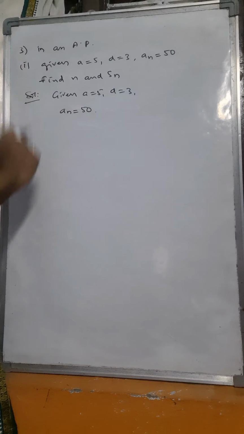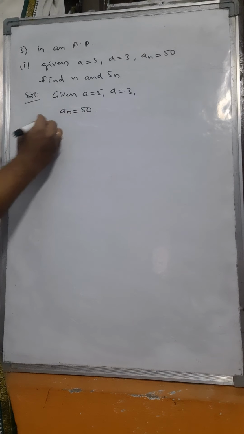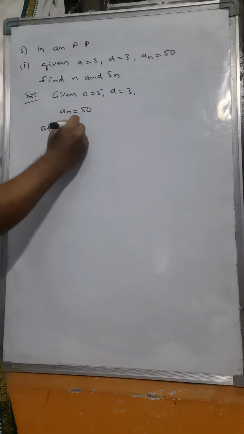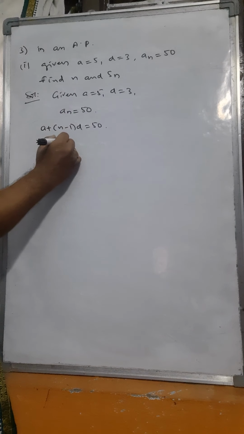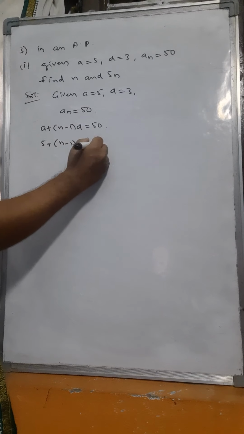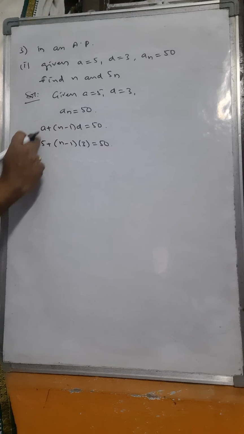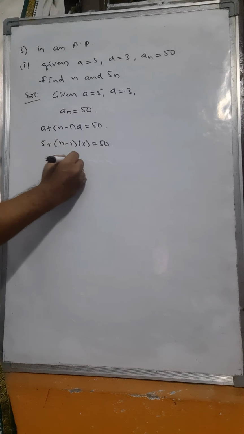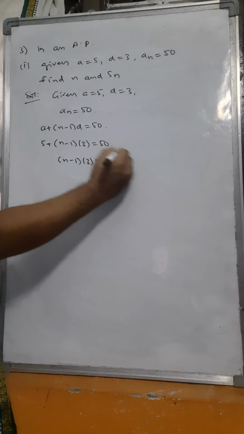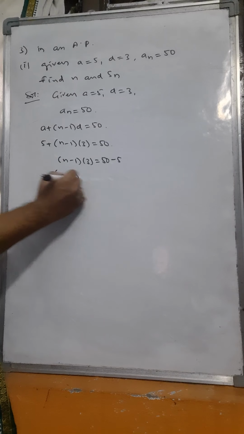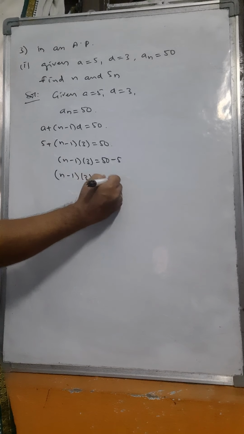From this we have to find the n value. Later we have to find the Sn. AN means A plus n minus 1 into D is equal to 50. A means 5 plus n minus 1 into 3 is equal to 50. D is equal to 3, A is equal to 5. So n minus 1 into 3 is equal to 50 minus 5. N minus 1 into 3 is equal to 45.